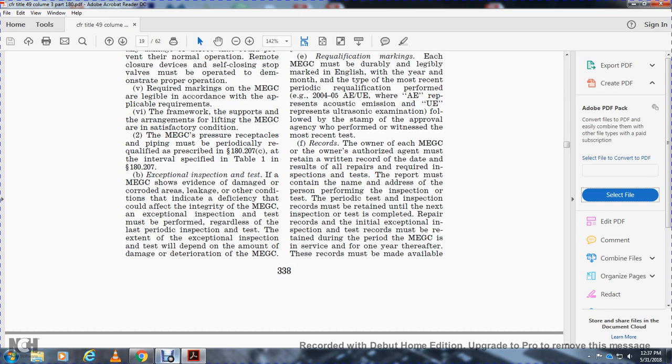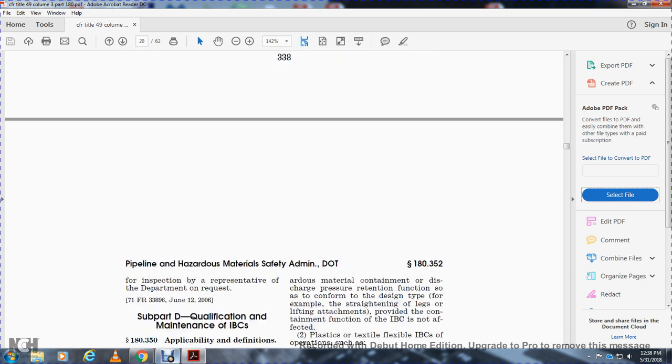Record. The owner of each MEGC or the owner's authorized agent must retain a written record with the date and result of the repair, required inspection, and test. The report must contain the name and address of the person performing the inspection. Periodic inspection and test records must be retained until the next inspection and test is completed. Repair records and the initial and exceptional inspection and test records must be retained during the period the MEGC is in service and for 1 year thereafter. The records must be made available for inspection to a representative of the Department on request.